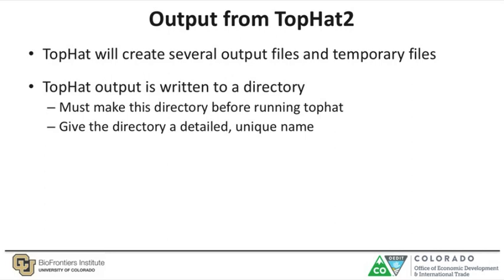If you do not specify a directory for this output to be written to, TopHat will automatically make a new directory in your current work directory that's named TopHat_out. I suggest that you always specify a unique directory for the output of TopHat to be written to. To do this, you must first make this directory before running TopHat and denote the location of this directory using the -o option in your command line.